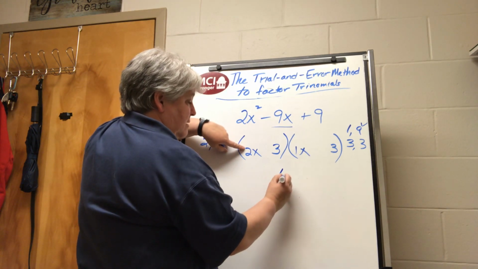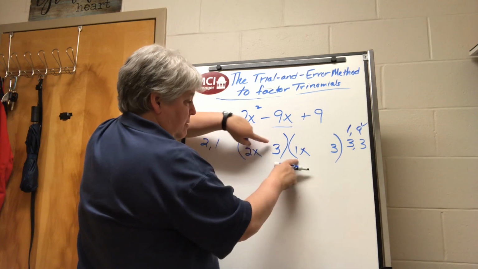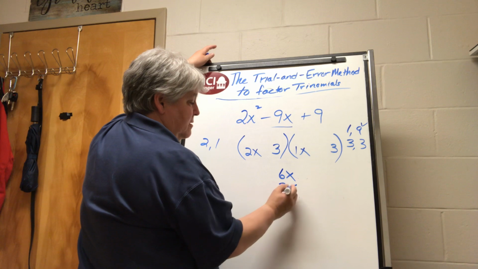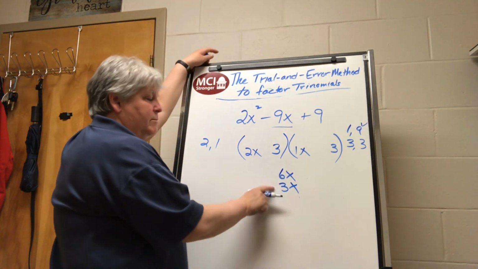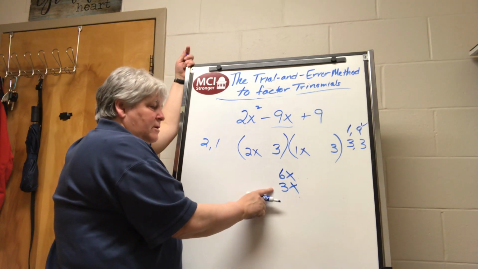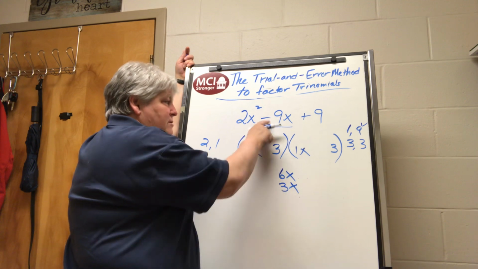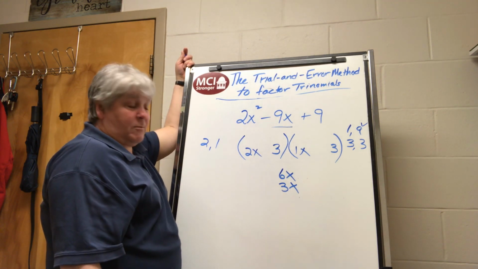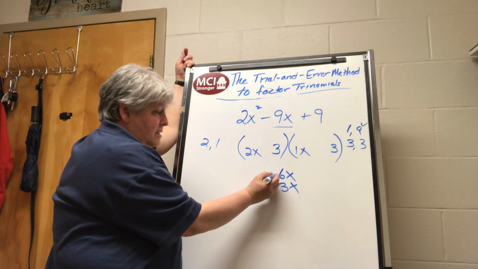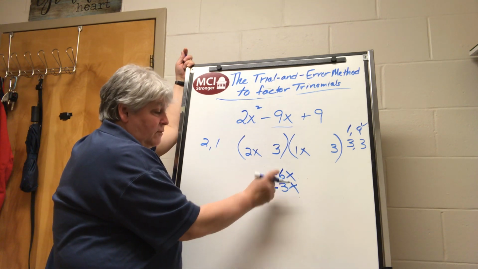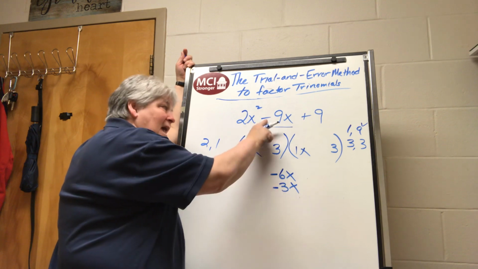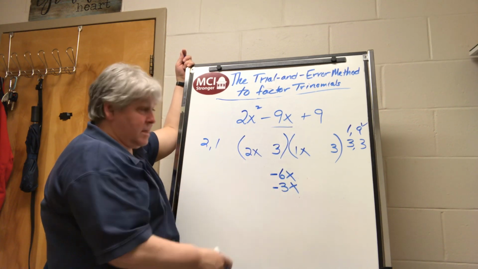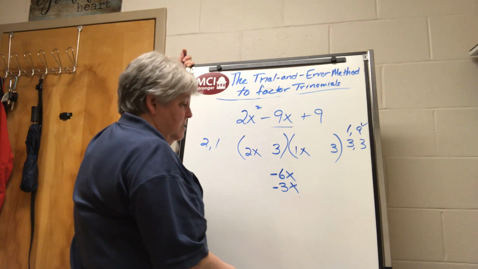2x times 3 is a 6x. Check the inners. 3 times 1x is 3x. If I have my way about the signs I attach to this, can I ever add or subtract these to get a negative 9x? I think I found my possibility. I want them both to be negative so that when we add them, you get a negative 9x. So negative 6 and negative 3 gives me negative 9.